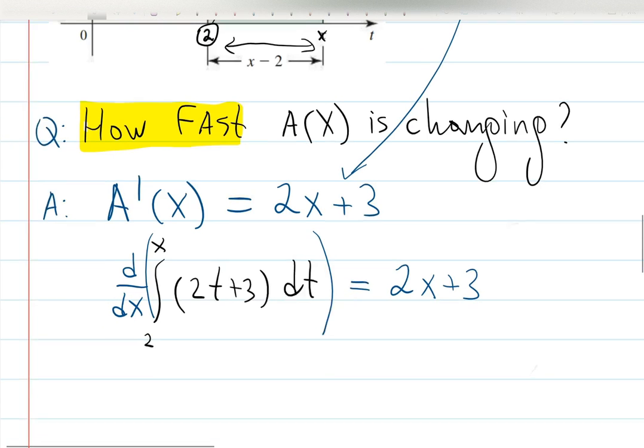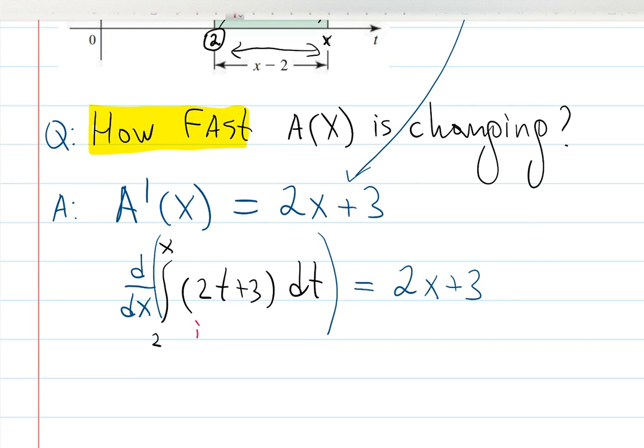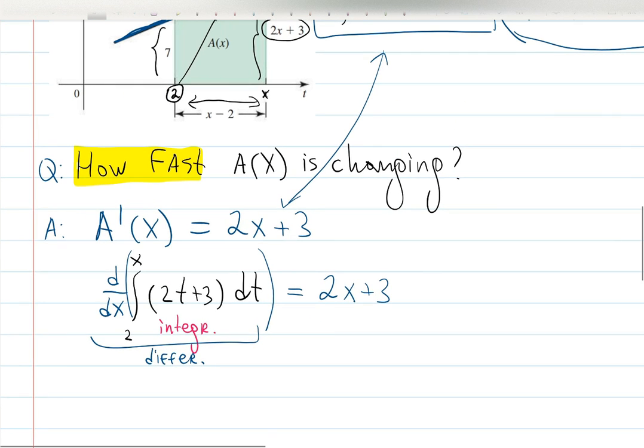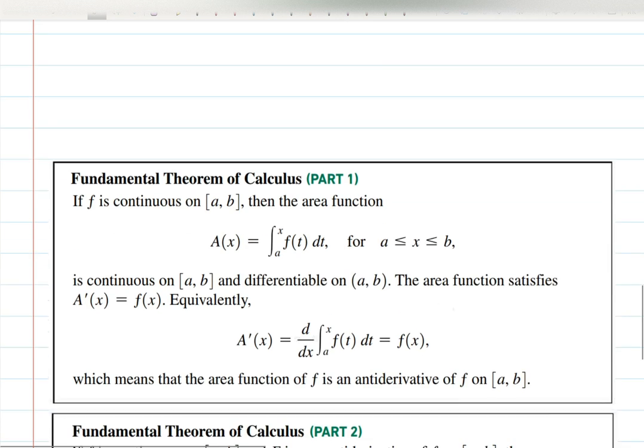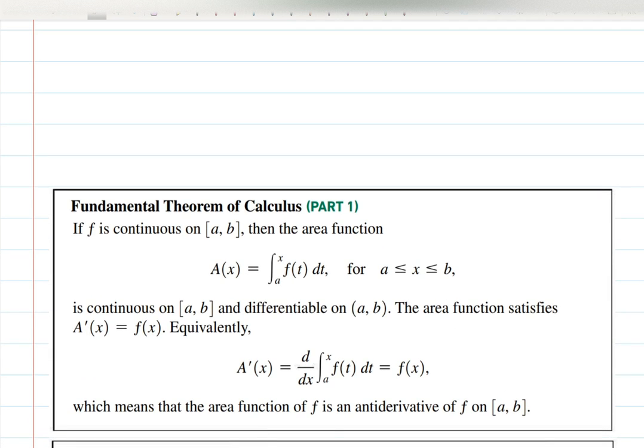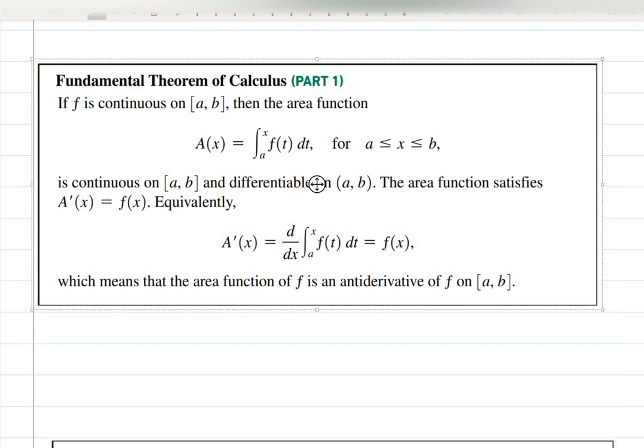That means we're putting together integration and differentiation. We're differentiating the integral. And that's a big deal and a really cool question that could be asked: what's going to happen if I differentiate the integration? So basically we're undoing the process, right? We're undoing whatever we did before. And this takes us to the fundamental theorem of calculus. And that's going to be part 1.